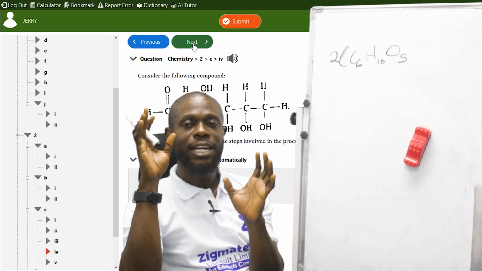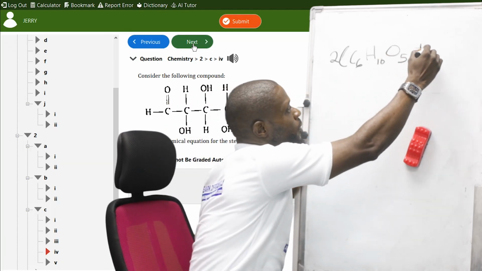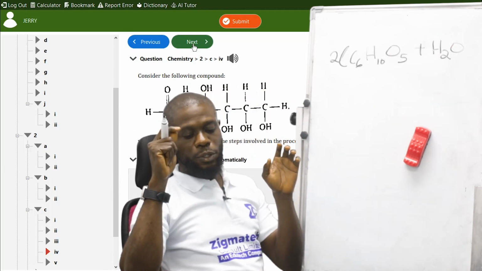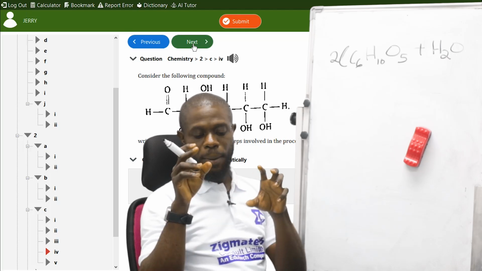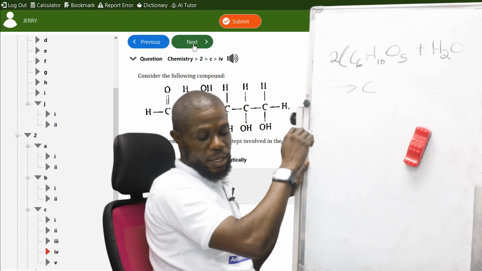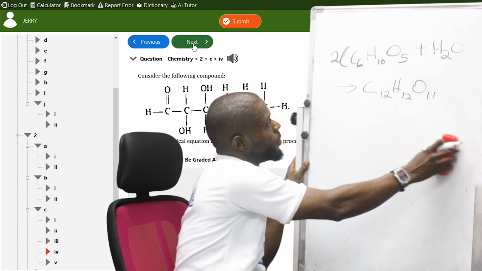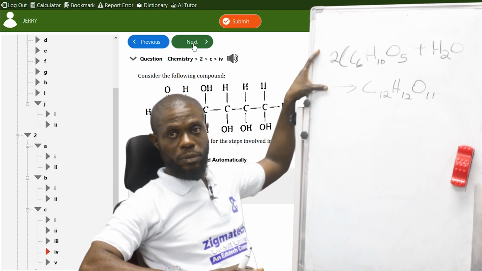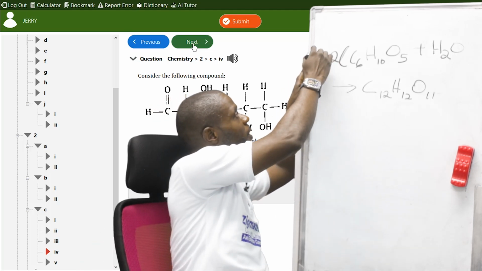Now, we said the process is hydrolysis. So it's going to be plus H2O, water, that is used to break it down. The water breaking it down will give you C12H12O11. This is the first process. This is the first chemical equation.